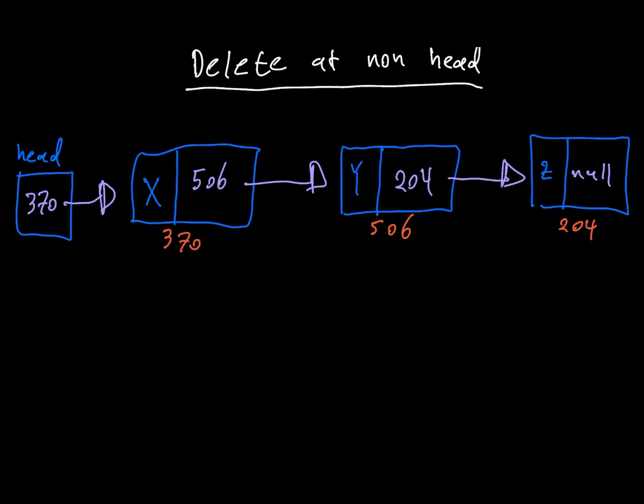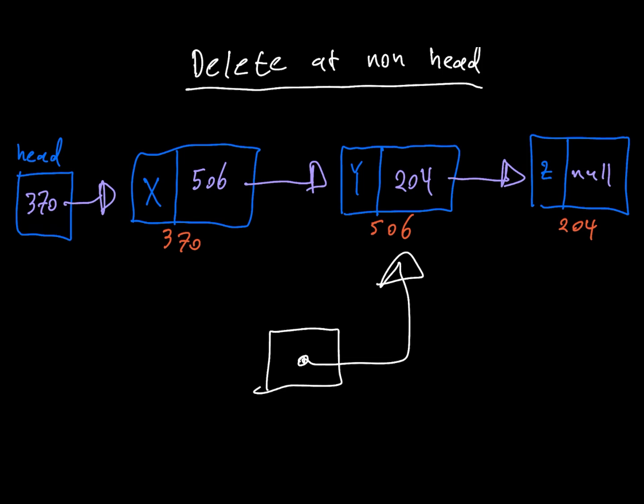Deleting at the non-head node, let's say we need to delete node Z, right? What we need to do is get to the node right before node Z. So we have current point to head, which gets us to this node. The next node address is 506. We get to the node Y, and then the next one will be Z. So we're where we currently want to be.